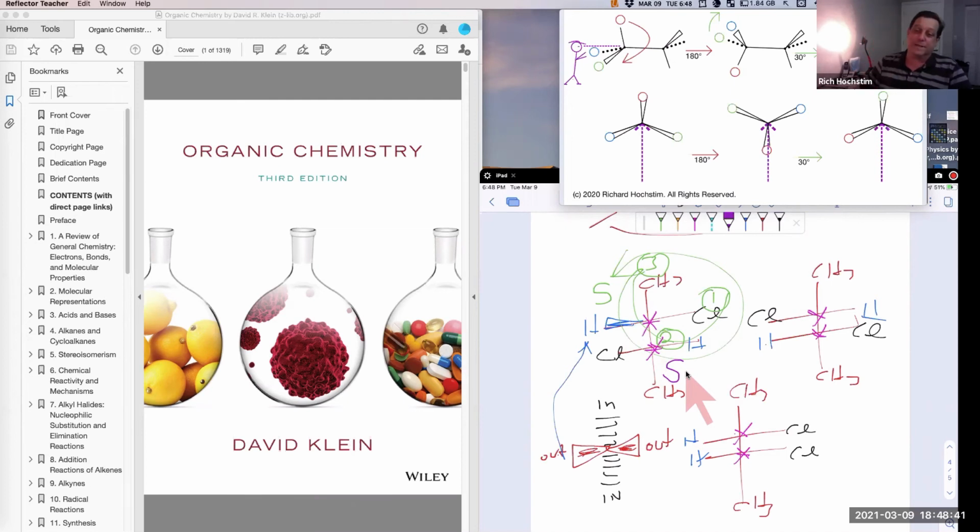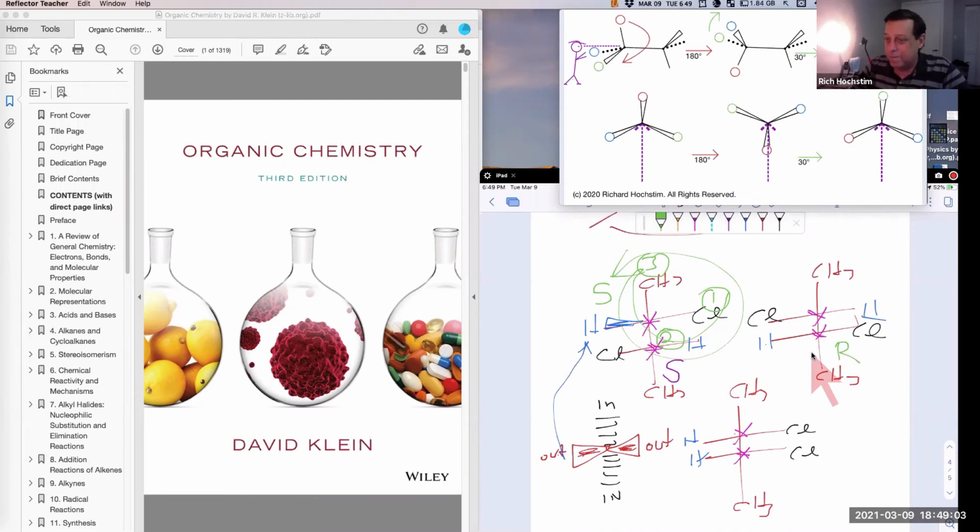Now, let's take a look over here. Are these mirror images here? Just the bottom part. Yes, they are. This is S. What's this? That would be R then. Yes, that is going to be R.